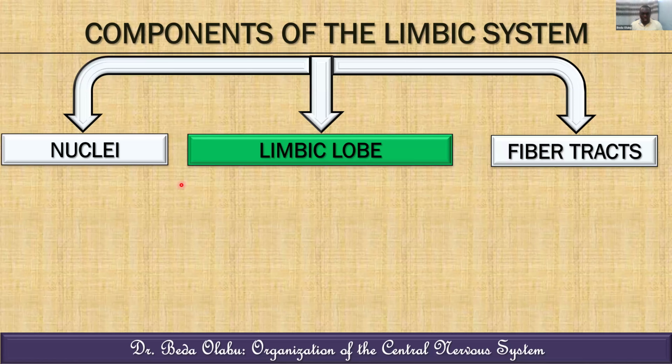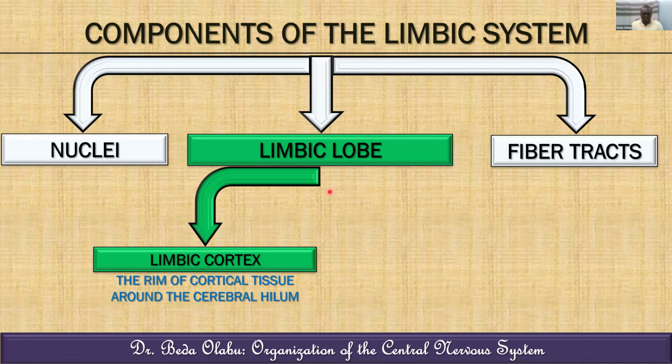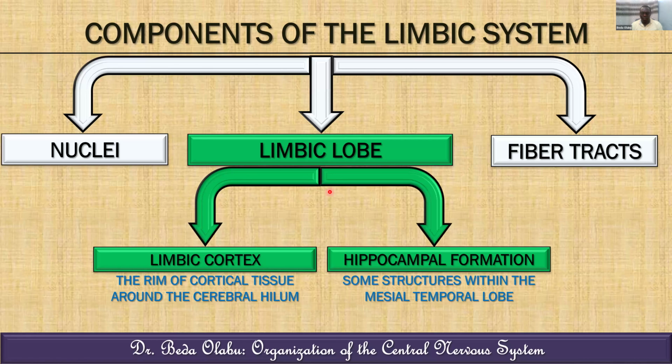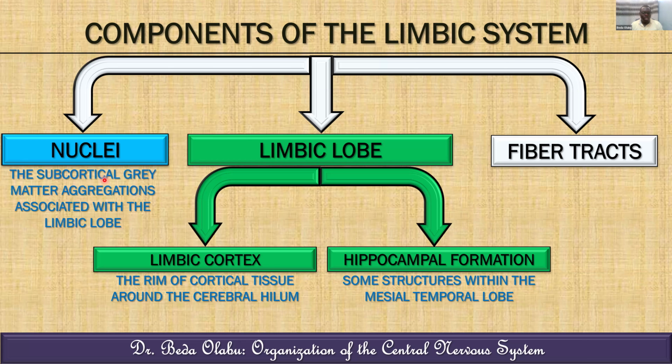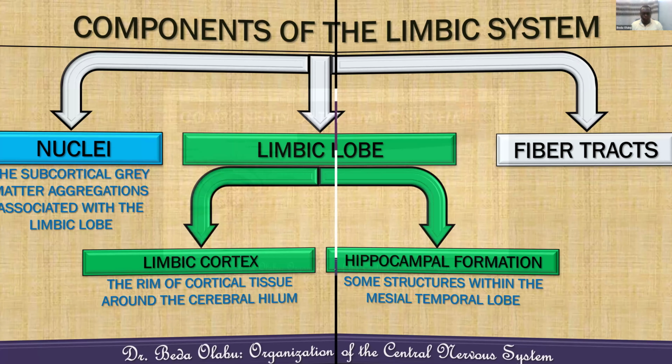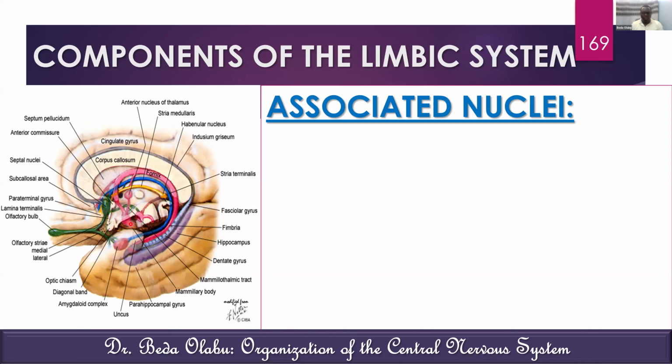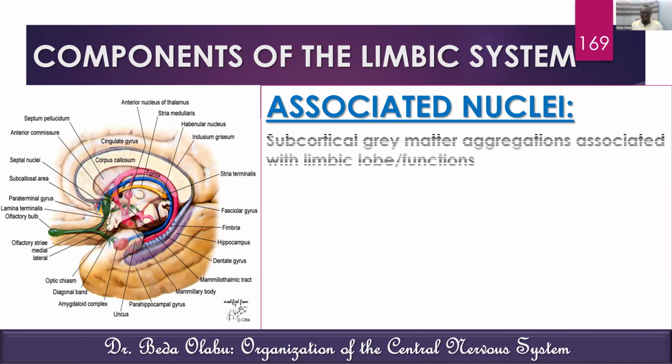Okay, so that summarizes the components of the limbic lobe. We've looked at the limbic cortex. We've also looked at the hippocampal formation. We can now put our attention to the next component of the limbic system, which are the nuclei. So remember, there are subcortical gray matter aggregations which are associated with the limbic lobe. We can list them here and then talk about each of them.